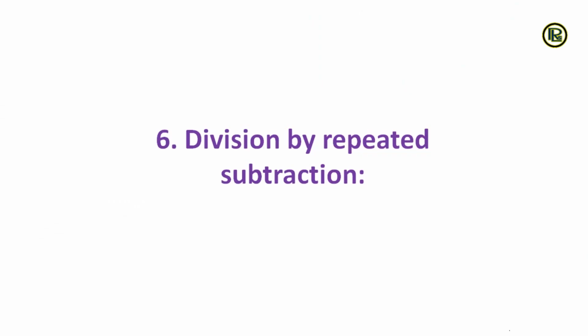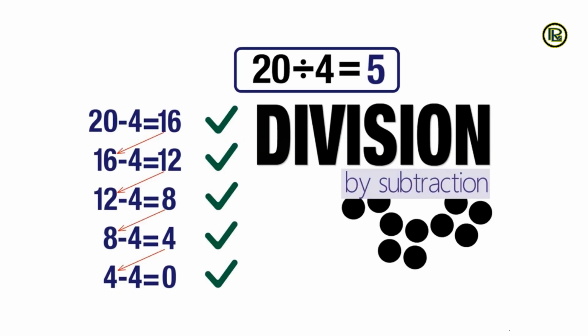The next problem we are going to solve is division by repeated subtraction. And here is the schematic presentation of division by subtraction. Suppose we want to divide 20 by 4 and the result will be 5. But if we repeatedly subtract, from 20 if I subtract 4 first, then we will get 16. From 16 if we subtract 4 again, then we will get 12.